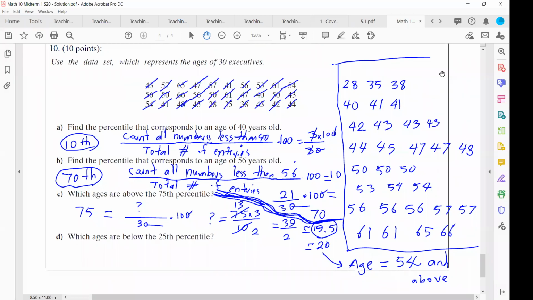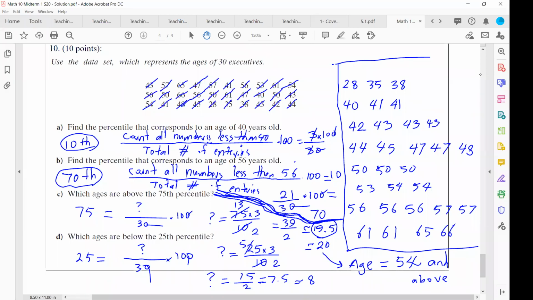And the last one, 25th percentile. So your percentile is given. You're looking for that missing count divided by 30 times 100. You can cancel out a 0, so that missing count is equal to 3 times 25 divided by 10. You can simplify this to 3 times 5 over 2. That question mark is 15 divided by 2, 7.5. We can round it up to 8.